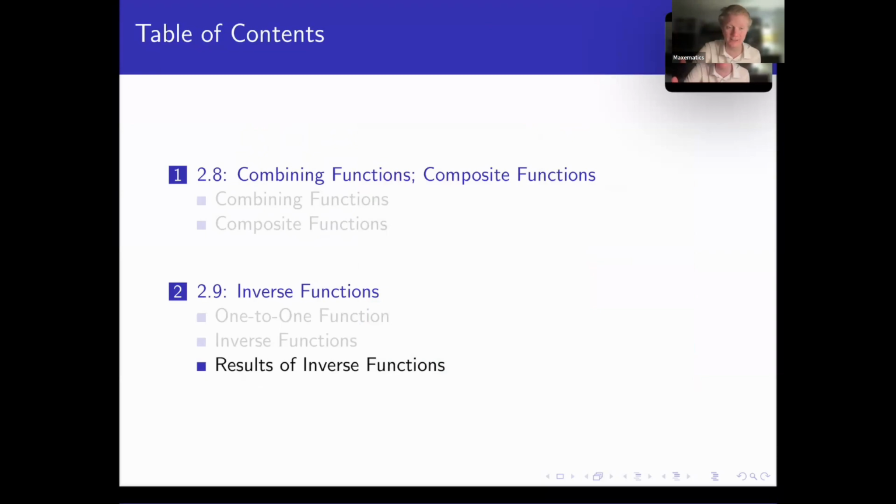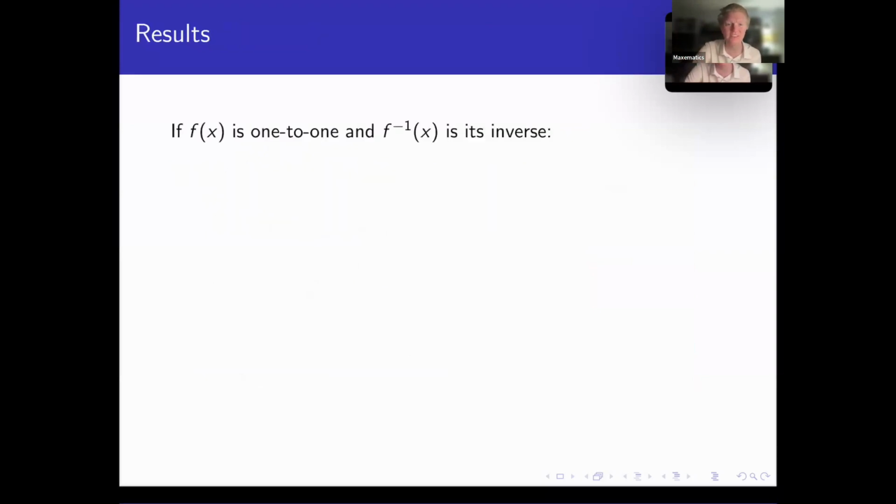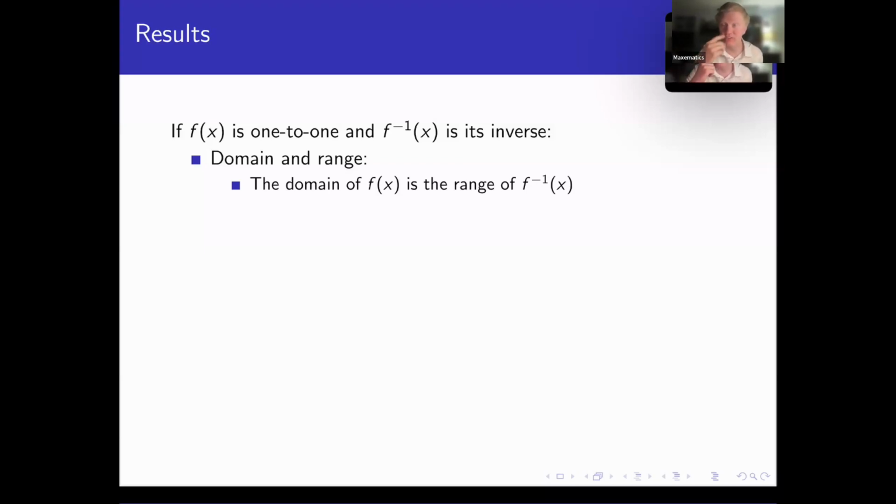Not going to spend a whole lot of time doing this, but just to show you some things. If f of x is 1-to-1 and f inverse is the inverse of f of x, then here's something about domain and range. This is interesting. The domain of f of x is the range of f inverse. And that's actually kind of interesting. Likewise, the range of f of x is the domain of f inverse. Oh, that's kind of neat.